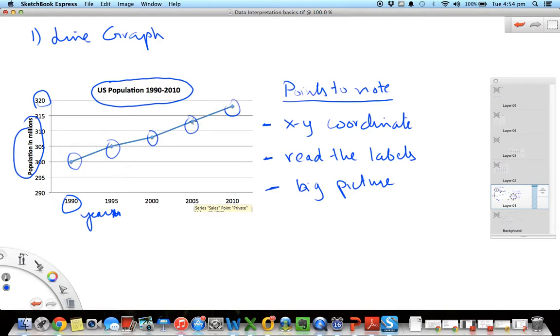You can infer other things, that the population in general is increasing, and the rate of increase is kind of constant too. Like you see, the slope of this line going from one point to the other is pretty much constant. So it's a steady increase in population at about the same rate. But this rate information you don't need to know right away. This is just an additional piece of information. So this is your line graph.